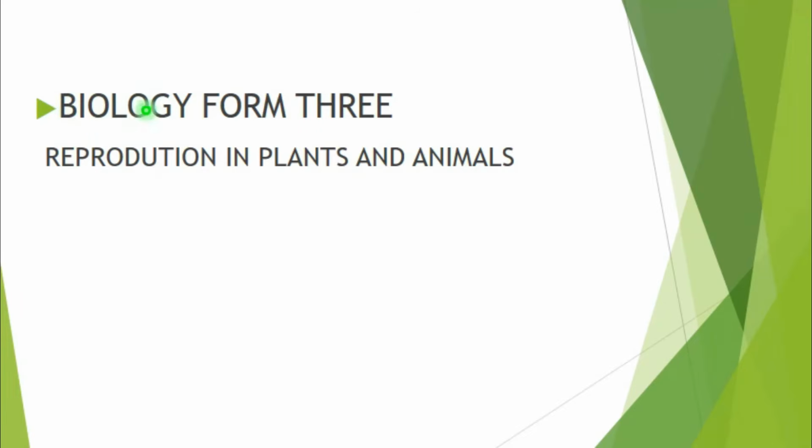In this lesson, I want us to discuss biology form 3. The topic is reproduction in plants and animals. This is a topic that is tested in all the papers, that is paper 1, 2, and 3. It's a topic that students find difficult, and therefore I want us to make it easier and simpler.